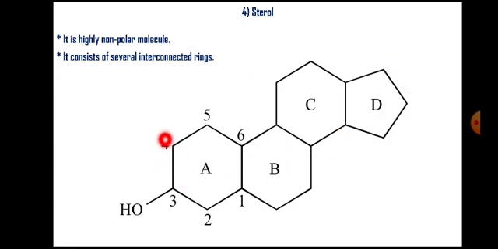Depending on the groups which are attached at various positions, these sterols are classified or named according to the presence of these different groups, and these sterols are responsible for carrying out several functions in biological cells. Particularly they are important in eukaryotes. They are also important in bacteria which do not possess a cell wall. So this is the general structure of a sterol molecule.